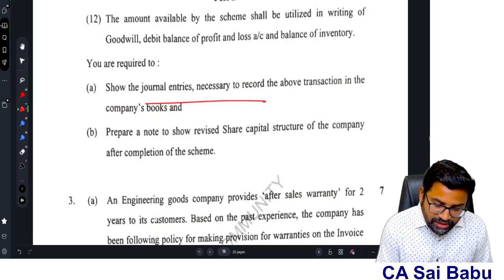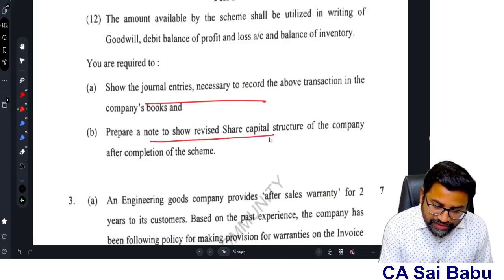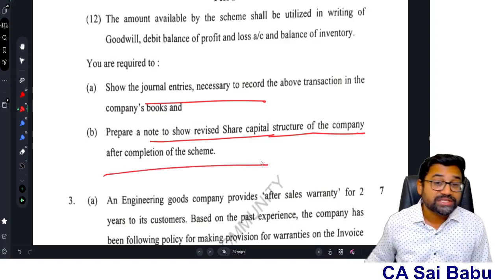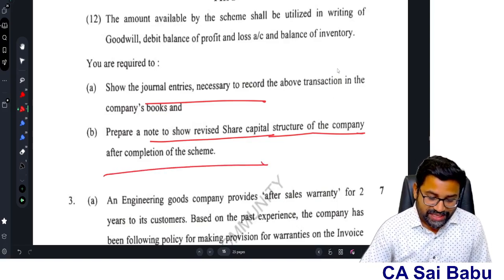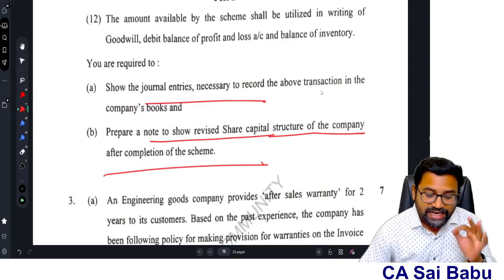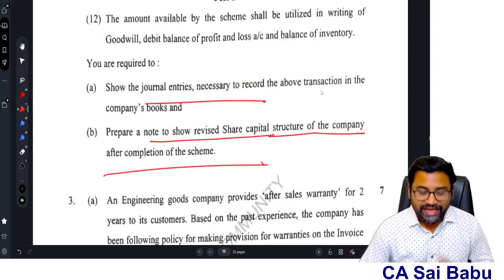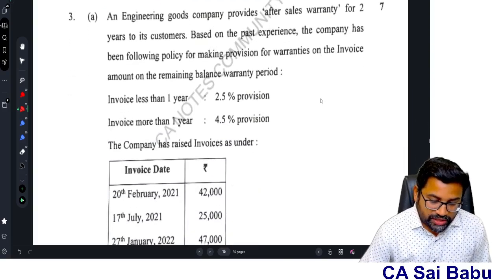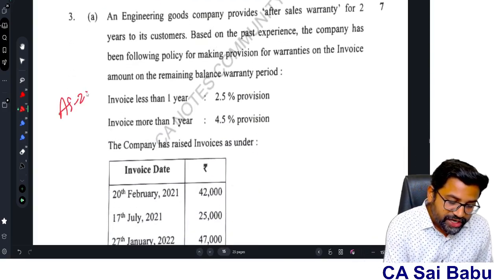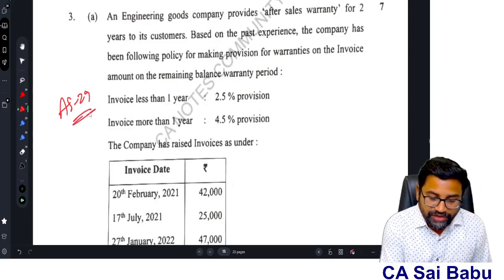Journal entries, and also prepare a note to show the revised capital structure of the company after completion of the scheme. Revised capital structure. So they are not asking the entire balance sheet, sir. Only the revised capital structure. So you need to prepare the share capital. Now this question is 29, sir. Straightforward question, sir. This question is a very famous question.